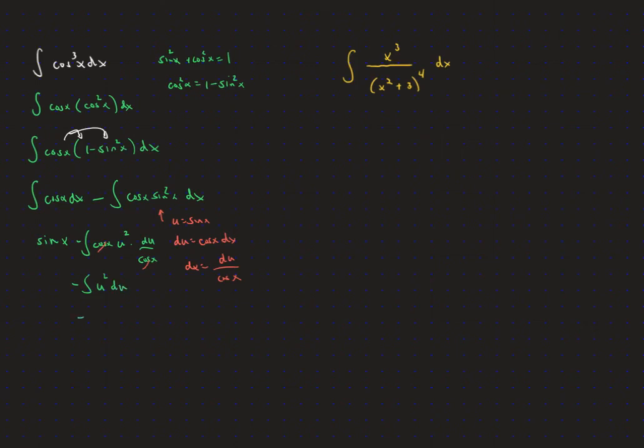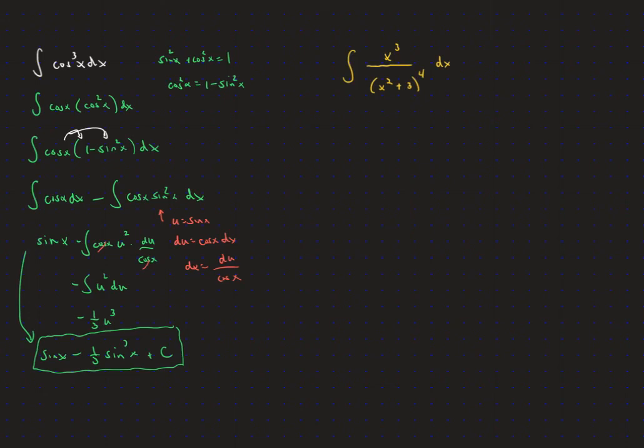We can use our power rule and get minus u to the third with a 1/3 in front. And so finally, bringing that sine x back down, minus 1/3. The u we said was sine x, so that's sine cubed x plus c. That is our integral.